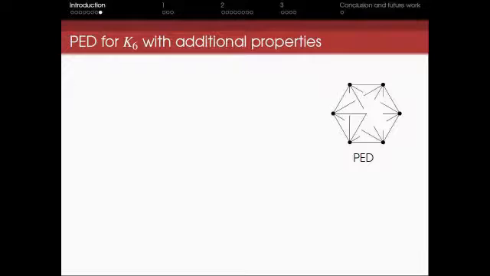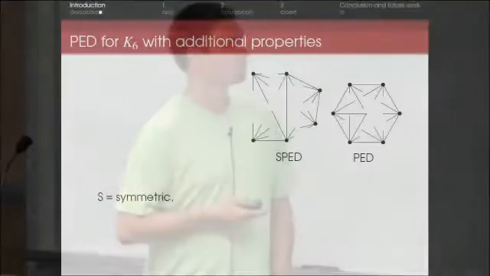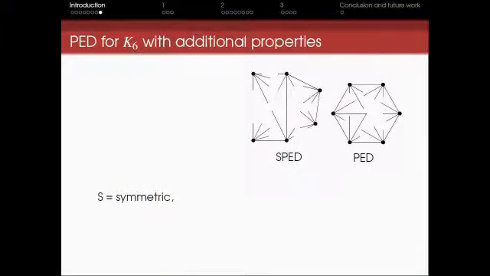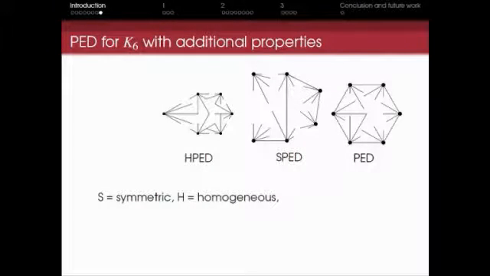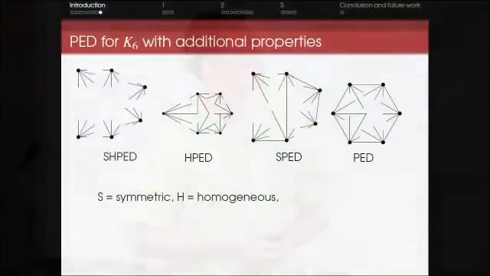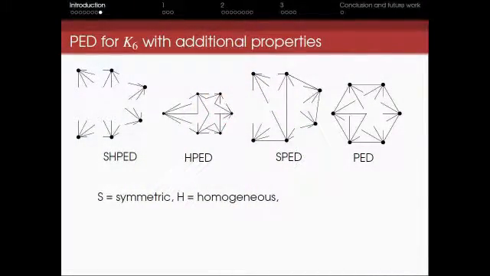Consider the complete graph with 6 vertices. Then we can introduce a symmetry. That means both stubs of every edge have the same length. And we can introduce homogeneity. That means the ratio of a stub to its edge length is the same over all the edges. In this case, we removed the third quarter of every edge. And of course, we can combine both properties to a symmetric homogeneous partial edge drawing.